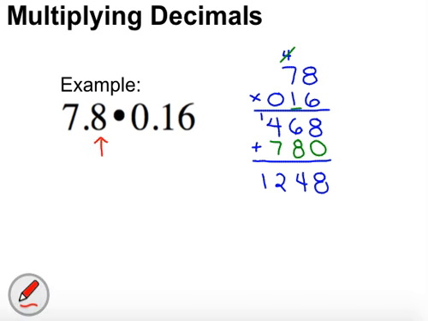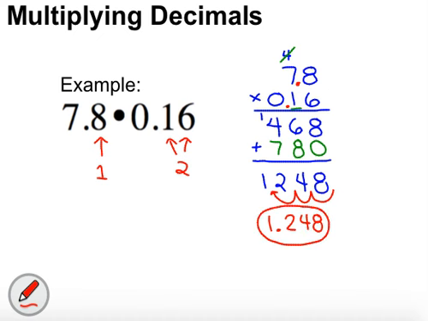There's one decimal place here, and there are two decimal places here. That's a total of 3 decimal places. So I want to make sure my answer also has 3 decimal places. So I'm going to start at the right and move in 3 decimal places. 1, 2, 3. My answer is 1 and 248 thousandths. That makes a whole lot more sense with the numbers I have here.